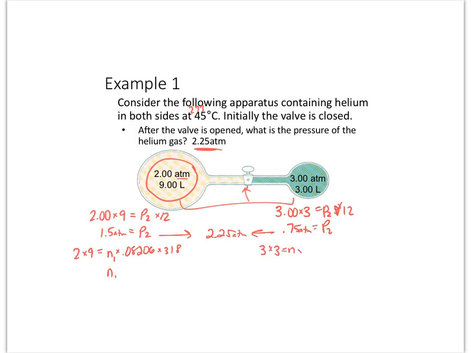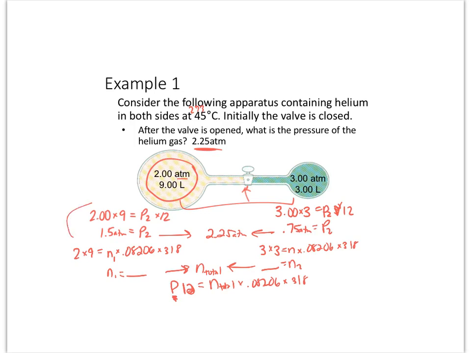Then I could do PV equals nRT again and get my second number of moles. I could add those two together, and then I could do PV equals nRT again, where P is what I'm solving for, V is 12, and R and T as before, to get my total pressure in the container. So there are different ways you can go about solving it.